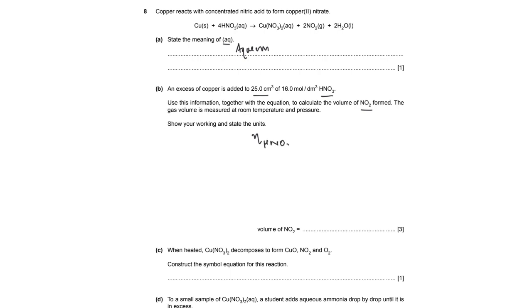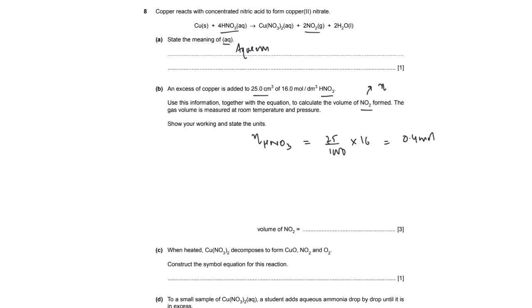So moles of HNO3 would be 25 divided by 1000, and the concentration is 16 moles per dm cube. So let's solve this. 25 divided by 1000 multiplied by 16. So this would be 0.4 moles. Okay, now you need to calculate the volume of nitrogen dioxide. For that, you need moles of nitrogen dioxide.